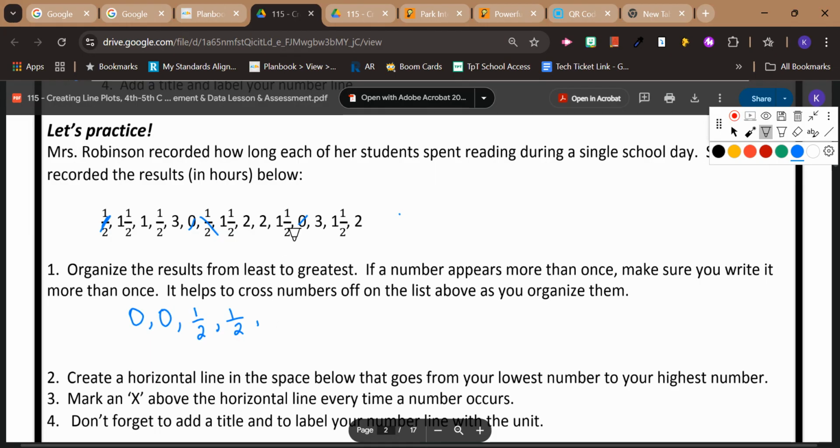Okay, what comes after 1/2? How about 1? Okay, there's 1. Is there another 1? No, just 1, comma. And then what's after 1? 1.5. Are there several 1.5s? Yes. There's 1, 2, 3, 4. Oh wait, that's 4. Okay, so 1.5, 1.5, 1.5, and 1.5.